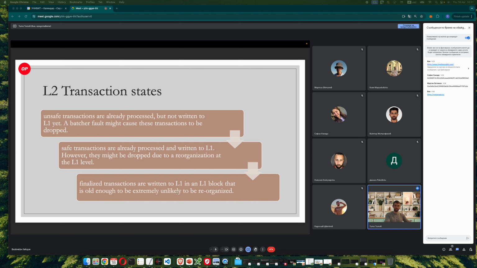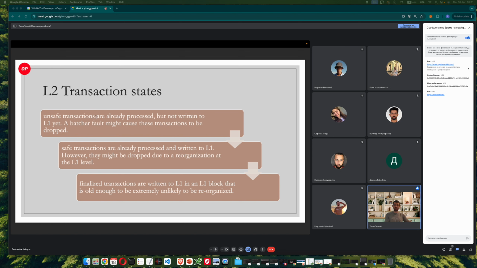And the finalized transaction is when the transactions are written to layer 1 and the layer 1 block that is holding the transaction is already mature and old enough, and it will be extremely hard for the transaction to be reorganized. So basically these are the 3 states of the layer 2 transactions.